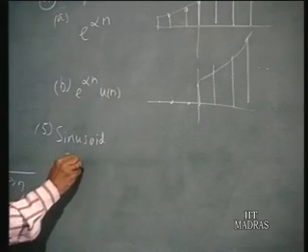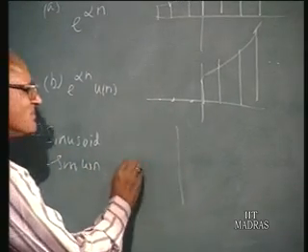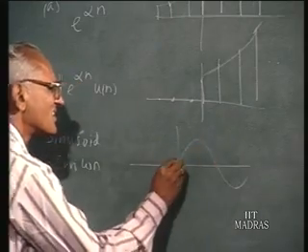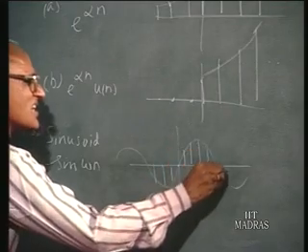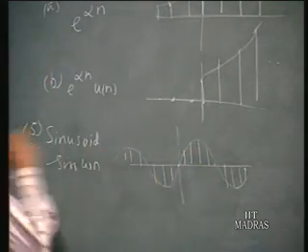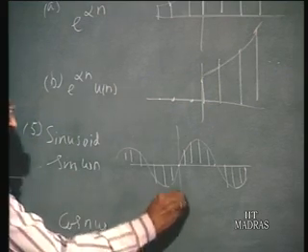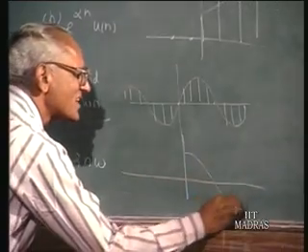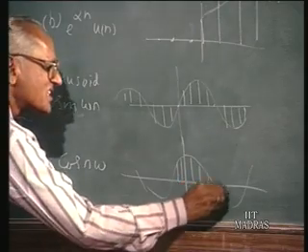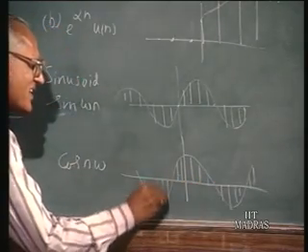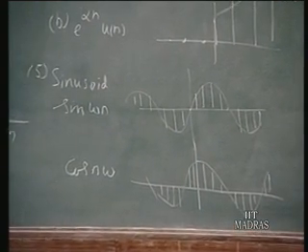You can have sin nω, or in a general case, this is the envelope, and the samples will be like this. All the samples will fall on an envelope which is a sine wave. Similarly, if you have cos nω, it will be a similar situation, but now a cosine term. So the samples will be again discrete, but the tips of all the samples will follow a sine wave or a cosine wave as the case may be.